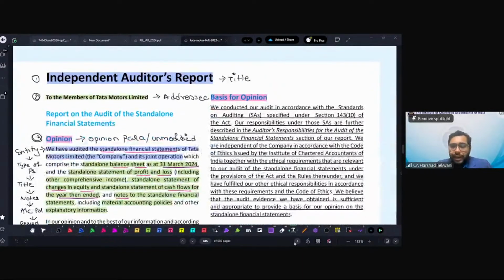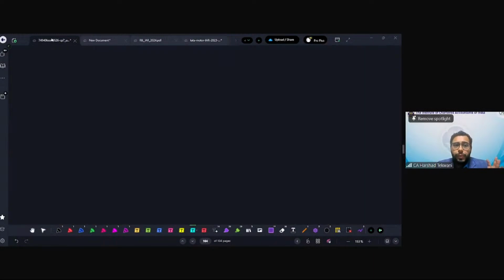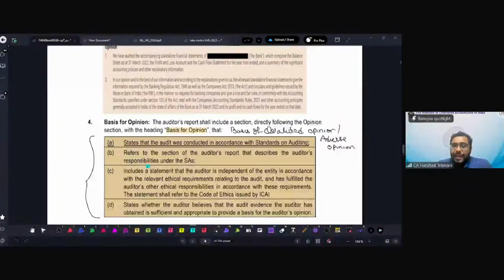That we have conducted the audit in accordance with the standards specified under section 143(10) of the Act. So first thing they have mentioned is basis of SA. Then the second thing is mention the responsibility of the auditor, and mention there is a separate section for that. So refer to the section of auditor's report about the responsibility under the SA.